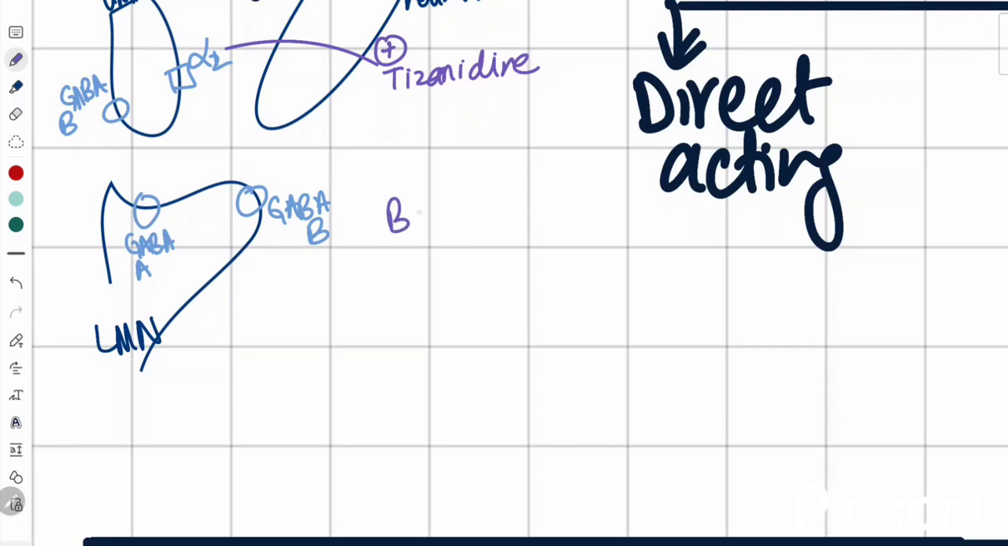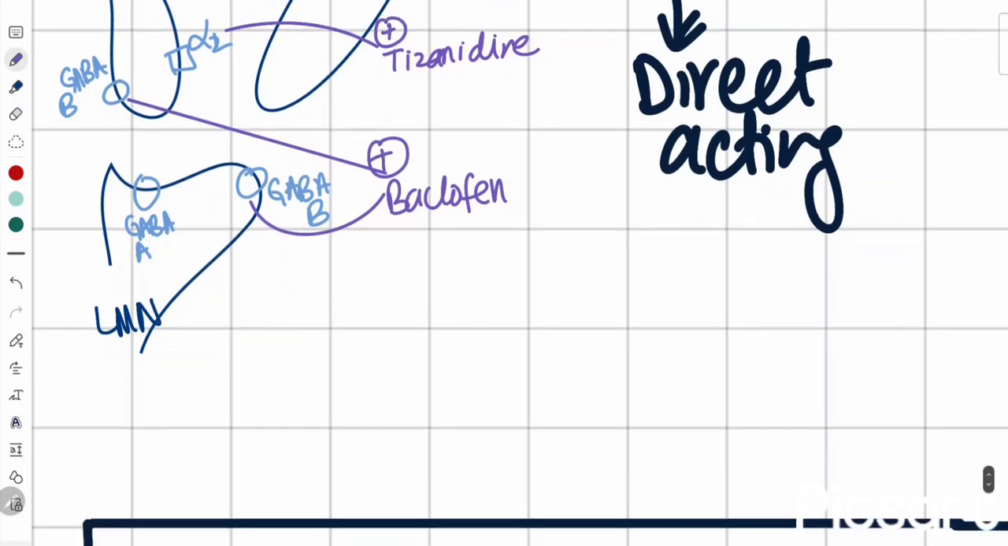Okay, next is GABA B agonist. So baclofen is going to potentiate GABA B receptors, so this is also going to stimulate GABA B receptors, and of course that is going to inhibit the lower motor neuron. And the GABA A receptor is stimulated by benzodiazepines. It never inhibits, it always stimulates.